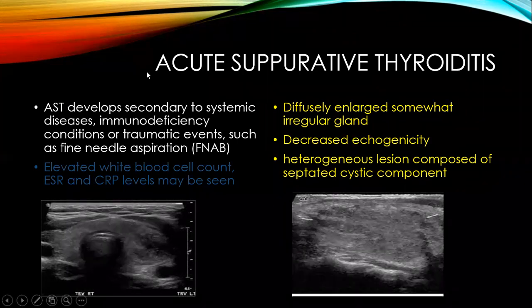Then on ultrasound, our gland will be diffusely enlarged and it is somewhat irregular, and it has decreased echogenicity. This is the side which has been affected. This other side is normal, and our isthmus is normal. And it has got a heterogeneous lesion, which is composed of septated cystic component, as seen in this image. This is just another image also showing a case of acute suppurative thyroiditis.